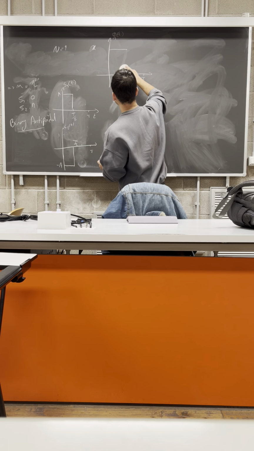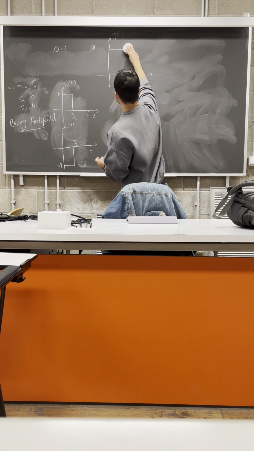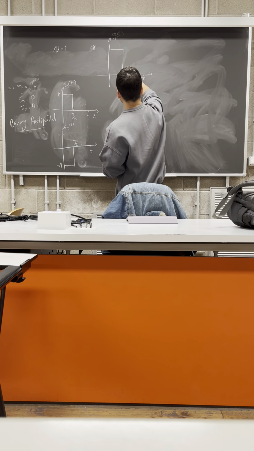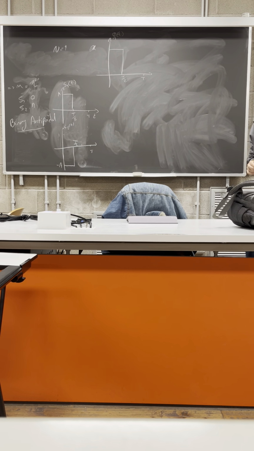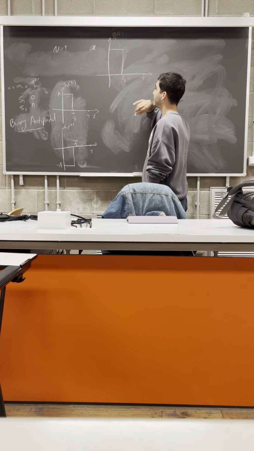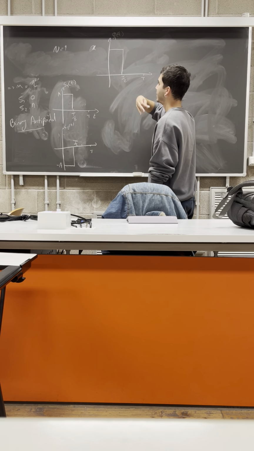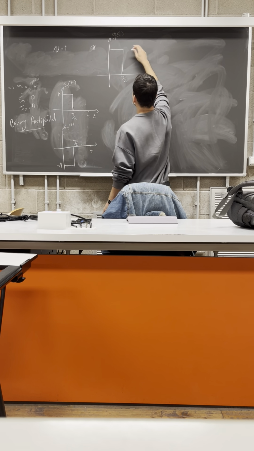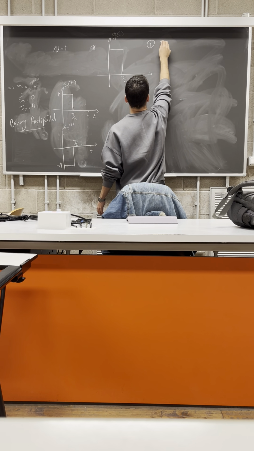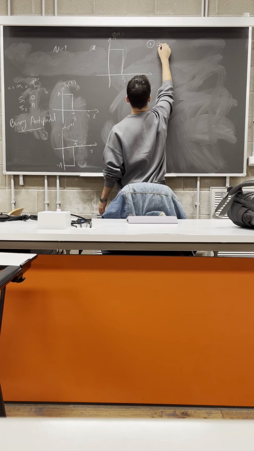But first I have to decide what this X is. Before that, I need to tell you two main rules about basis functions. First rule is that they have to be orthogonal to each other.